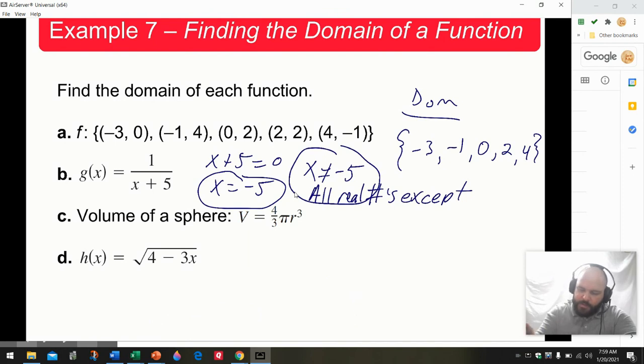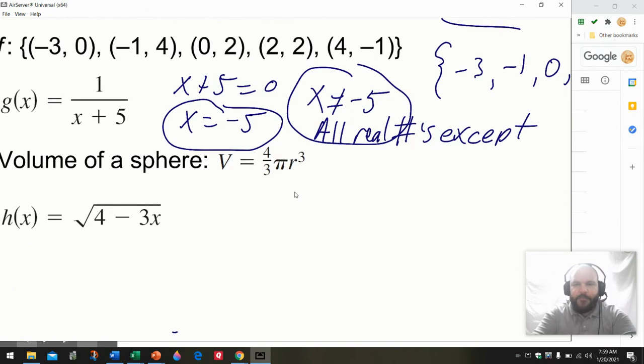Now for part C, you can see we have a function that gives us the volume of a sphere. Remember, the domain is the inputs. And think about what r stands for. r stands for radius. If we did not have a radius that was positive, then it wouldn't make sense and you wouldn't have a sphere. So the domain for this is the radius needs to be greater than 0.